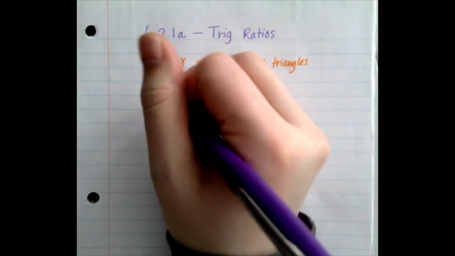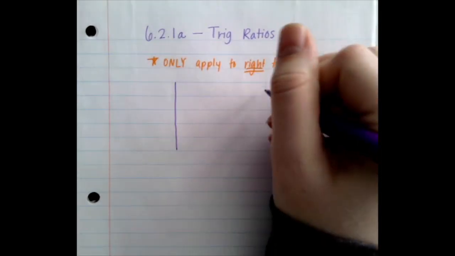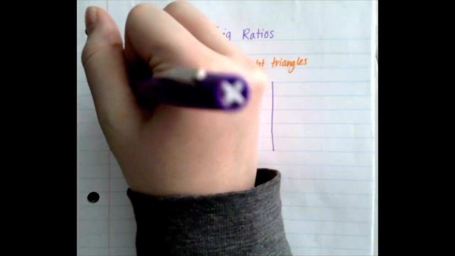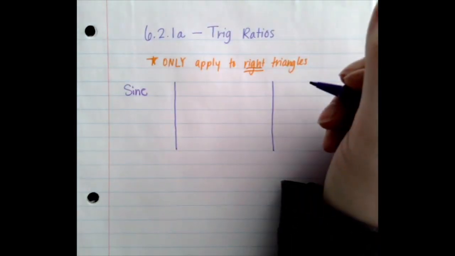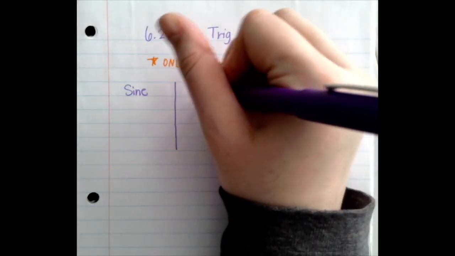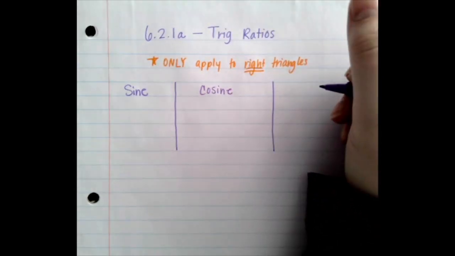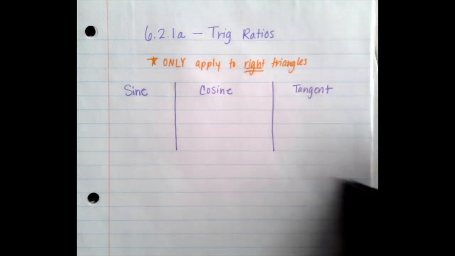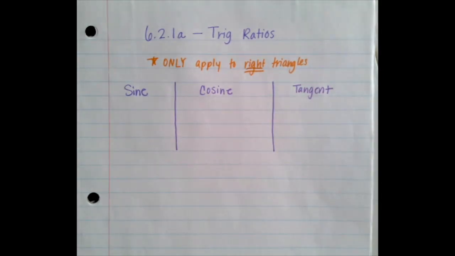So underneath this, I want you to divide this top section of your paper into 3 columns because we have 3 trig ratios. The first one is called sine, S-I-N-E. The second one is called cosine. And our last one is called tangent. And these all represent very special ratios that happen inside of right triangles.